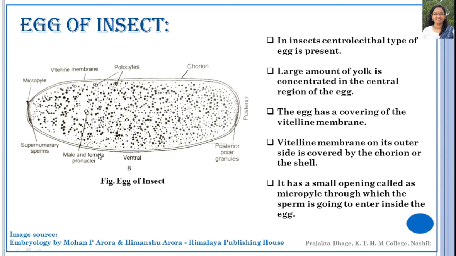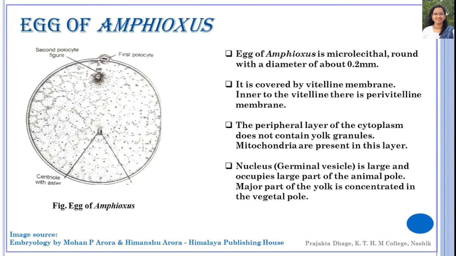Here the male and female pronuclei basically resemble the fertilized egg. You do not find both male and female pronuclei in the egg when it is unfertilized. You are only going to find the female nucleus over here, which is going to be haploid. Okay, let's move on to the next type of egg, which is the egg in Amphioxus.